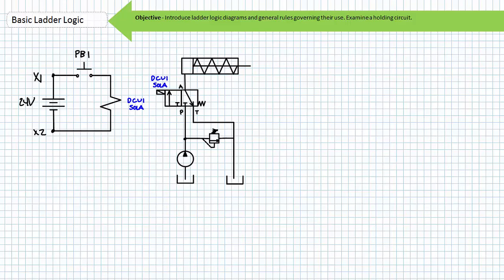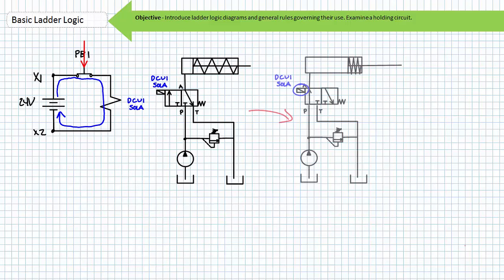Consider traditional schematics used to draw a DC source in a series circuit with a momentary normally open push button and a solenoid of a solenoid-operated hydraulic valve. When push button 1 is closed, it completes a path from X1 through solenoid A to X2. The hydraulic schematic indicates that when solenoid A is energized, it would shift to the straight-through position and the cylinder would extend to the limits of travel. When released, the momentary normally open push button 1 spring return returns it to its deactivated open state.